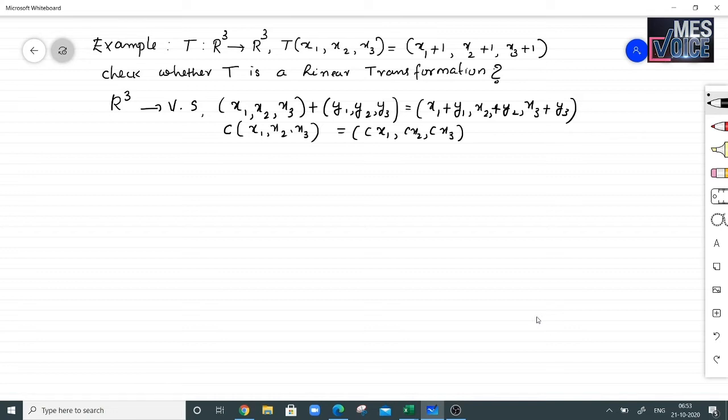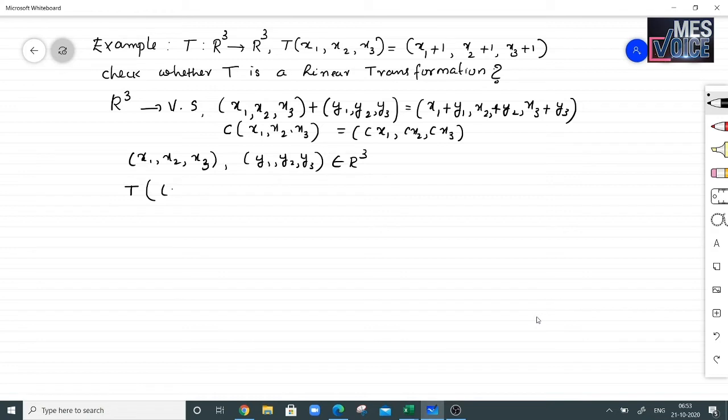The first condition we have to check. For checking the first condition, we just take the two elements (x1, x2, x3) and (y1, y2, y3) from R cube.